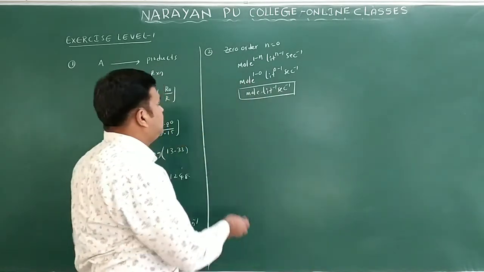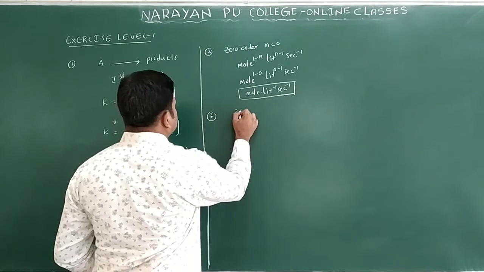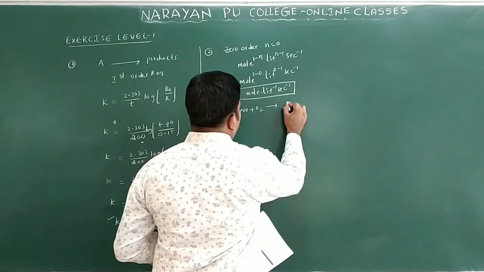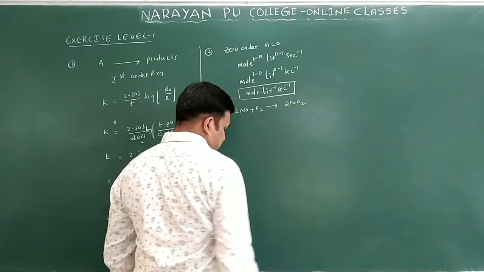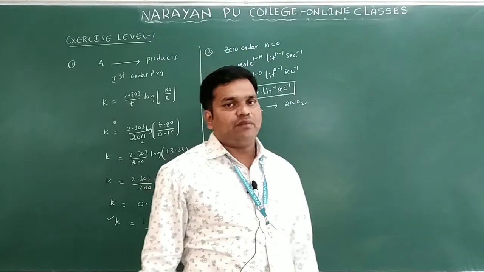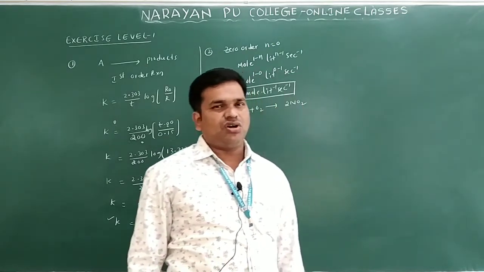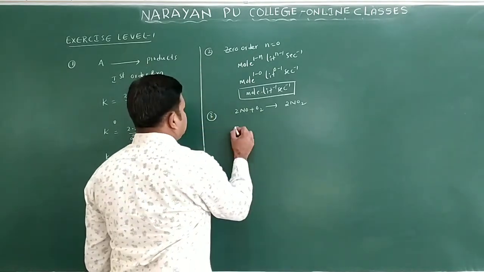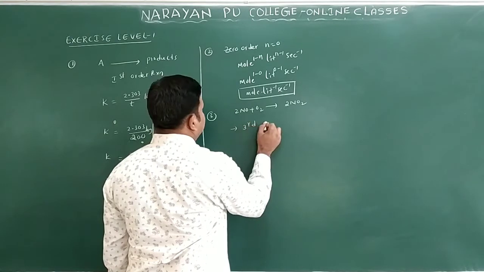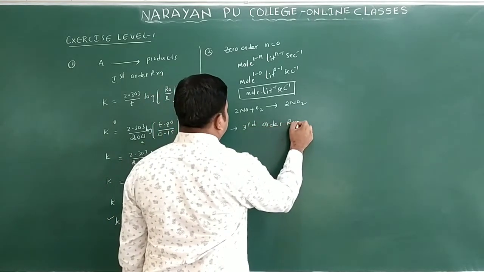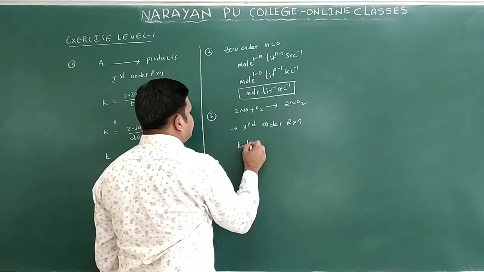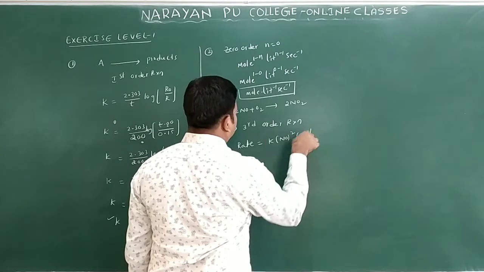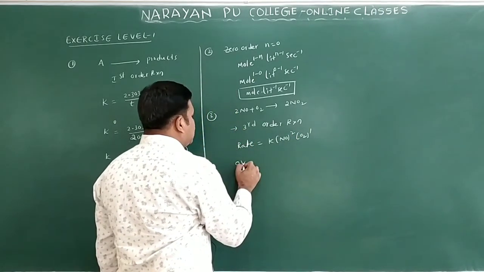See the third question. In the given reaction, what is the equation given here? 2NO plus O2 gives 2NO2. This is an example of what reaction, already given in the examples of order of reaction: first order, second order, zero order, third order, fractional order. This is an example of a third order reaction. How will you write the rate expression for this equation? Rate is equal to K into the concentration of NO whole power 2 and O2 whole power n. So what is the overall order?